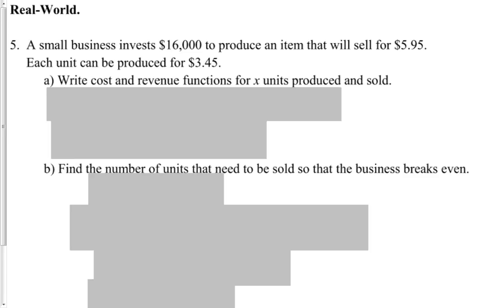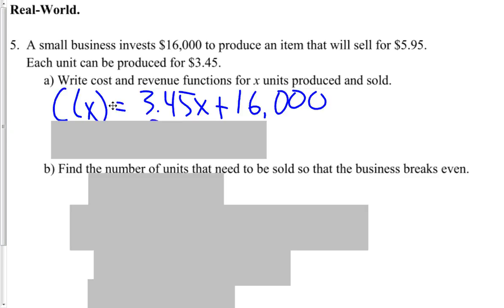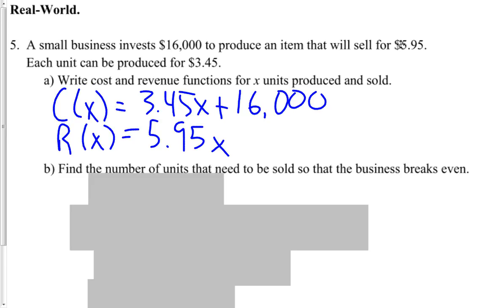A small business invests $16,000 to produce an item that will sell for $5.95 per unit. Each unit can be produced for $3.45. A, write the cost and revenue functions for x units produced and sold. So the cost of x units is 3.45x plus the amount we had to invest, right? Plus 16,000. That was our total cost. And our revenue is going to be R of x equals 5.95 per unit, so 5.95x.